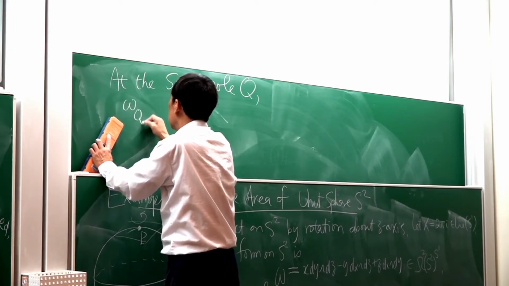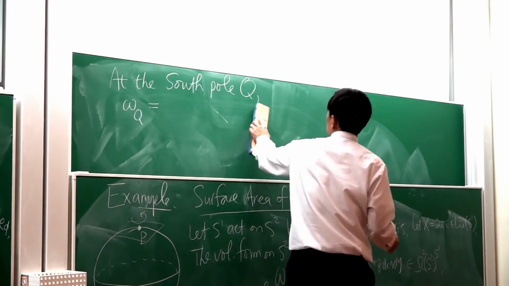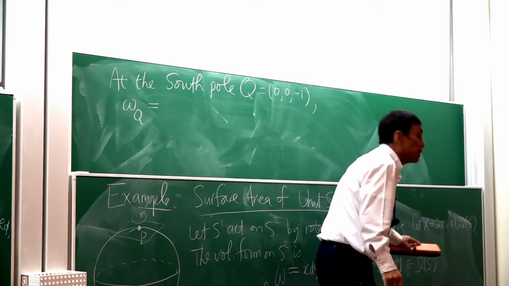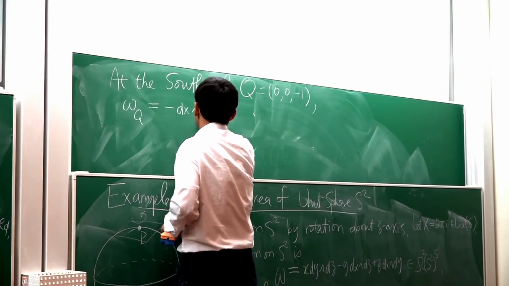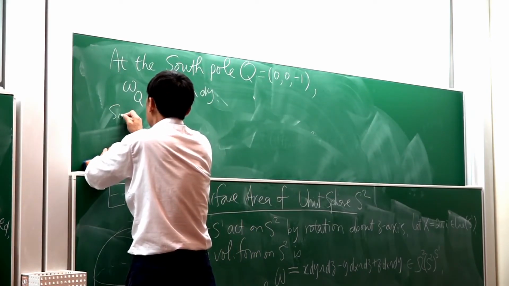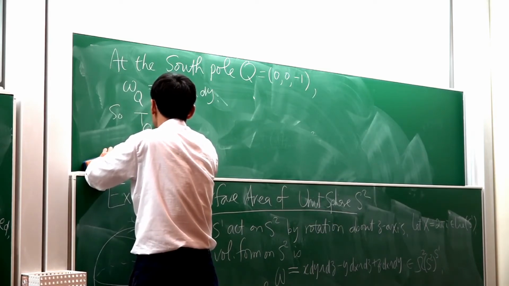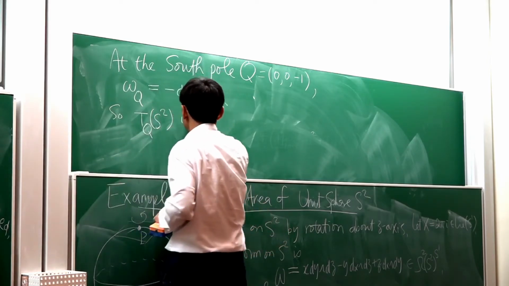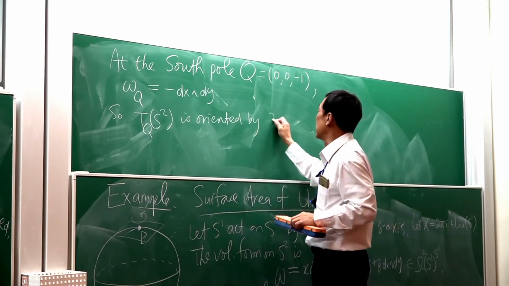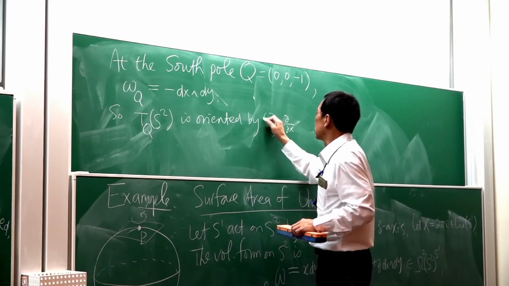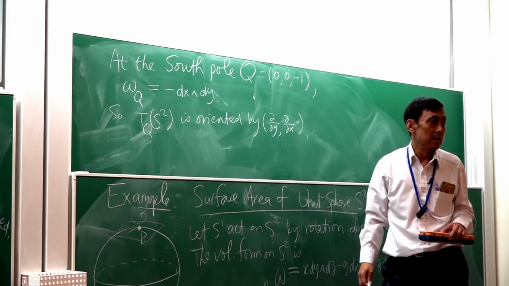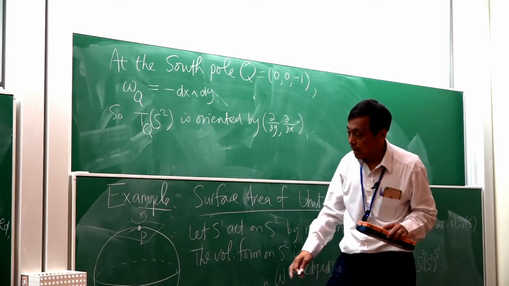Omega at Q is equal to, now at Q it is 0, 0, minus 1. So omega at Q is minus dx wedge dy. And so the tangent space at Q is oriented by not dx dy, but dy dx, because that's the one that's going to give you a positive number when you evaluate using omega. So what is the exponent at Q?